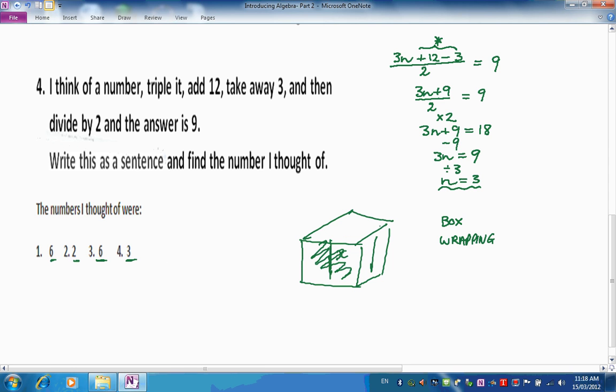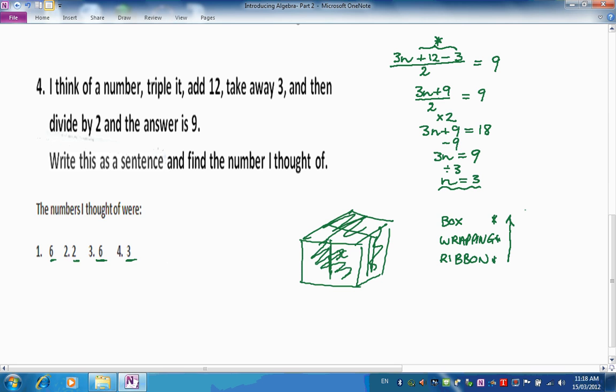Now let's just go back here. So we're going to have ribbon around the outside. So we've got ribbon. Do you want your present? What do you have to do? Well, you have to remove the ribbon. So we start at the bottom and work backwards. We need to remove the ribbon, then remove the wrapping, and then remove the box.